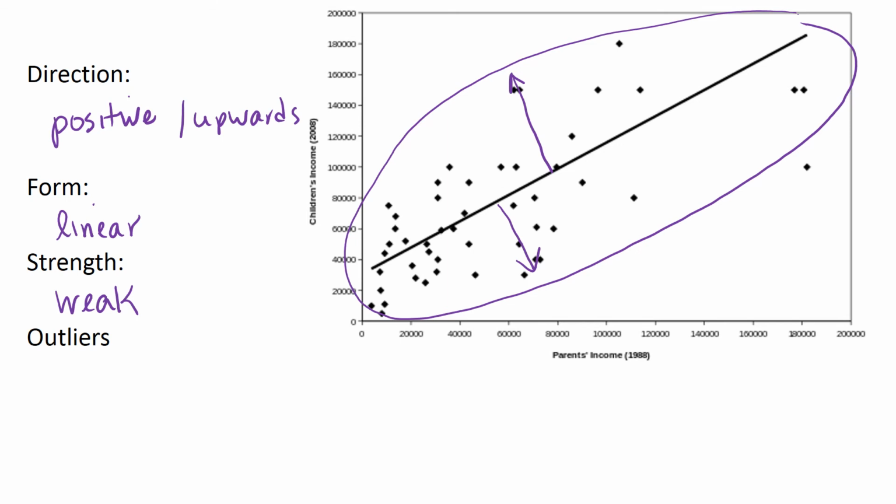Outliers mean the points that don't follow the trend. You could argue that this point here is an outlier. So yes, there are outliers. This is an example of a family where the parents make $180,000 a year, but the children will only make $90,000 a year. So that does not follow the trend. And that is why it's called an outlier.